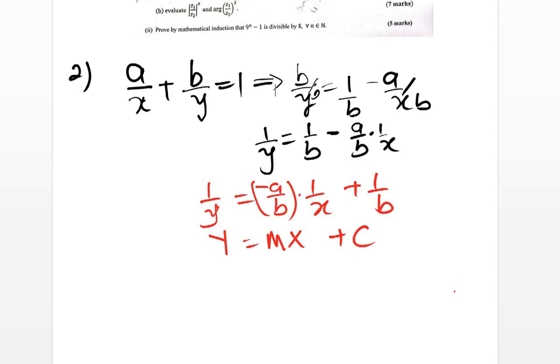And when that is done, you obtain your value of a and your value of b. To obtain the value of b, 1 over b is the y-intercept of that graph. So when you obtain it, your value of b should be 0.5. And when you use it to substitute, the gradient is negative a over b. When you obtain the gradient from the slope, it's going to give you negative 2, and you make a the subject, you are going to have a equal to 1.